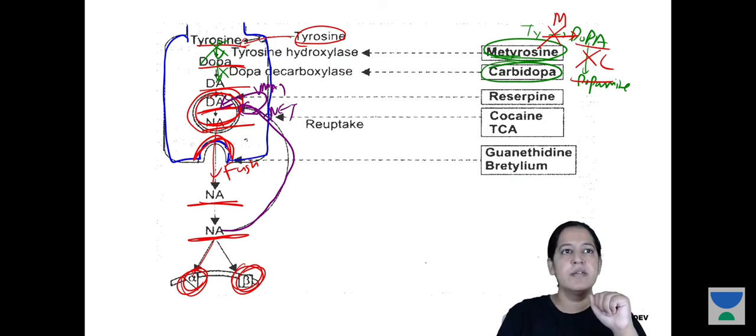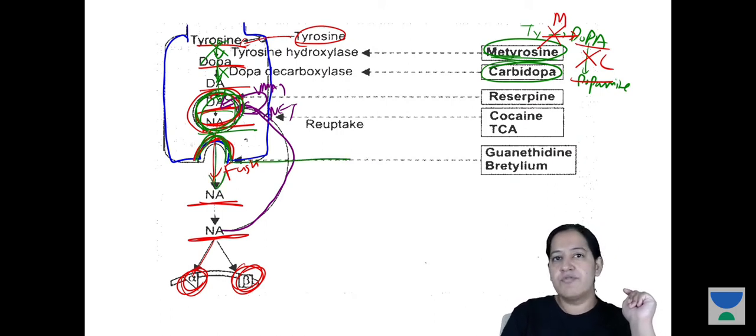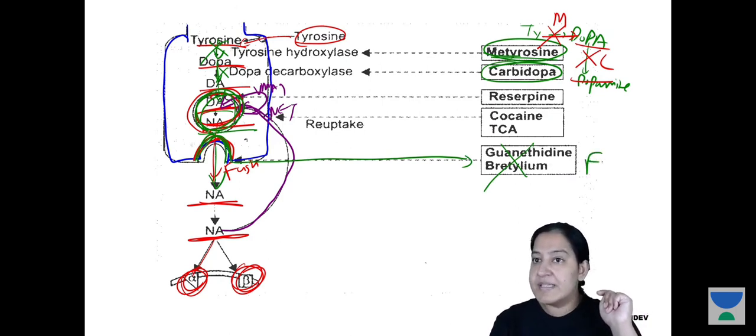Let me move further. So it is going inside the synaptic vesicle. Dopamine getting converted into noradrenaline. When the wave of depolarization is coming, this synaptic vesicle shows fusion and noradrenaline comes out. So this fusion step is inhibited by guanethidine and bretylium. These two poisons are inhibiting the fusion.